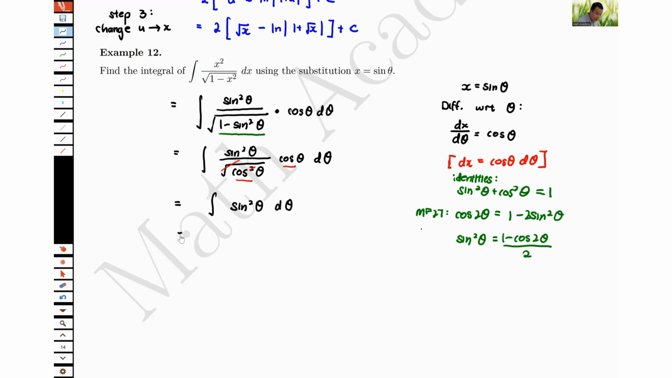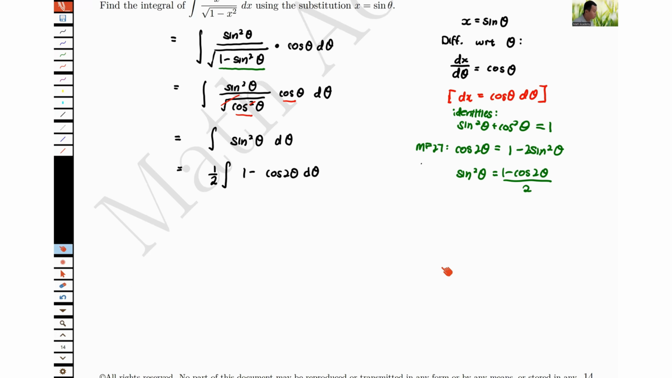So with that, we will take this equation. You want to put it back to your equation over here. There is this half as a coefficient, so can I move it outside? We still have your 1 minus cos 2 theta. Let's integrate. When you integrate 1, you get theta.